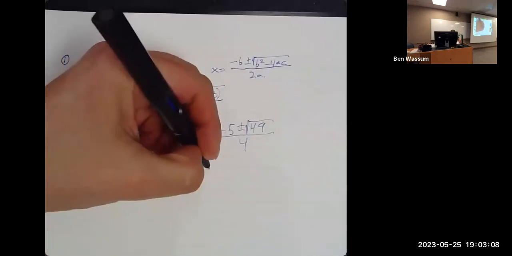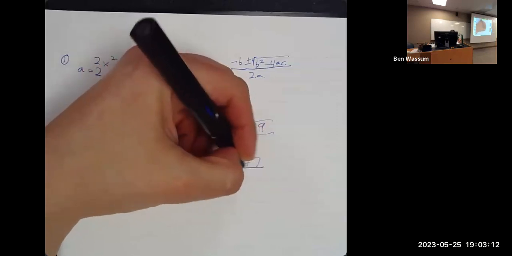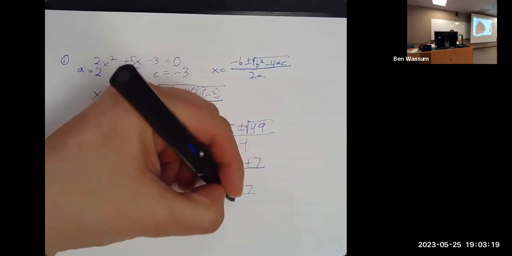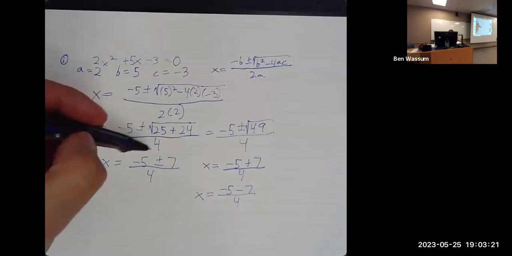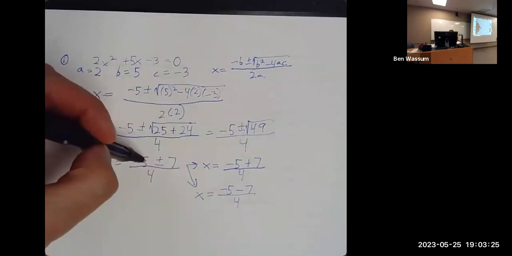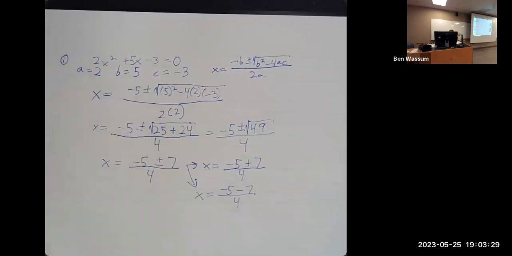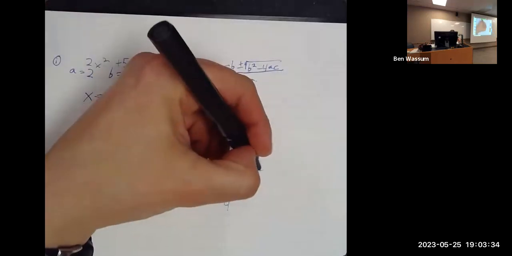So in one case, we're going to have negative 5 plus 7 all over 4. And in the other case, we're going to have negative 5 minus 7 all over 4. So we've just split this up based on the plus or minus symbol. One of them has the plus, one of them has the minus. And now we clean them up.